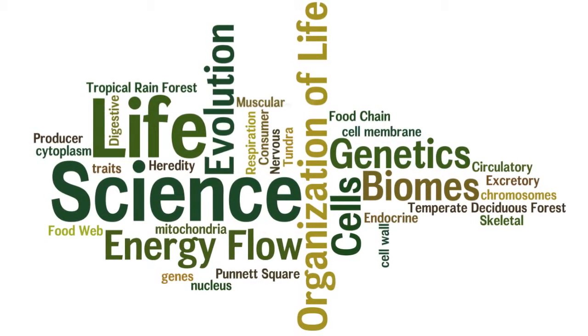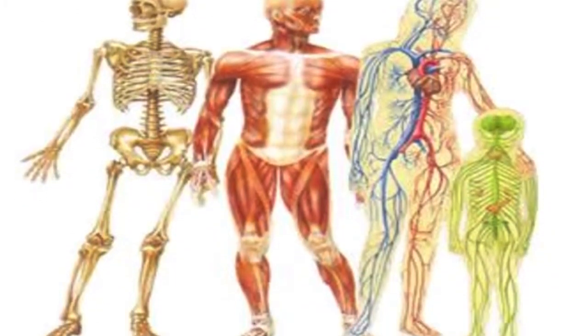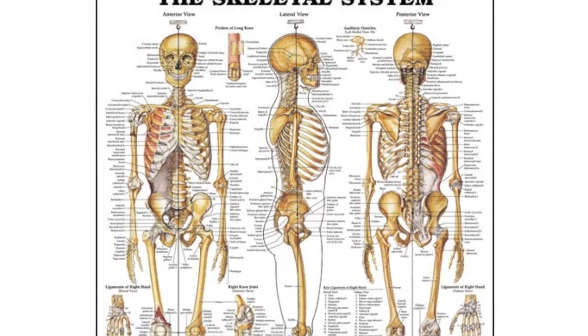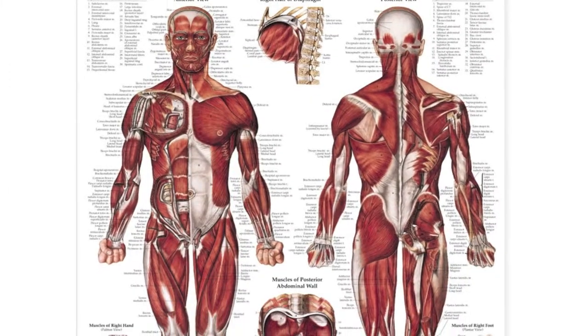This unit is designed for the 7th grade life science classroom. It is an introduction to human body systems. This unit will focus on the skeletal system and the muscular system.